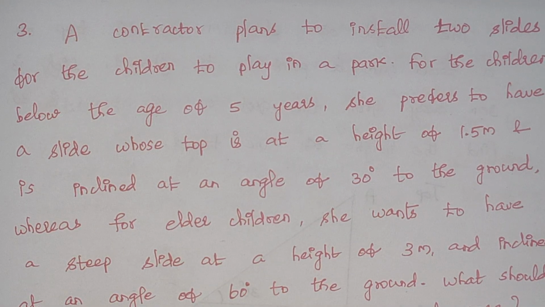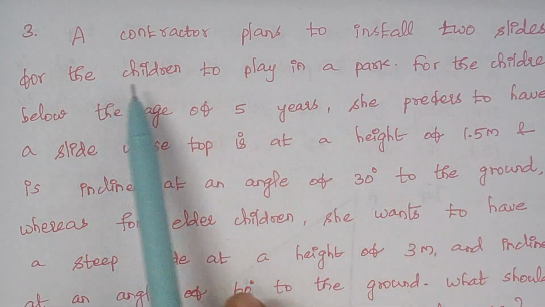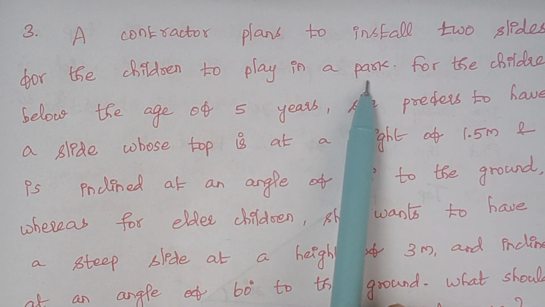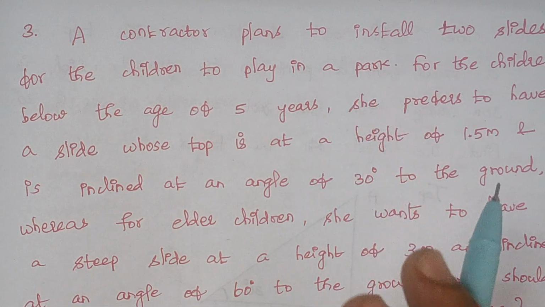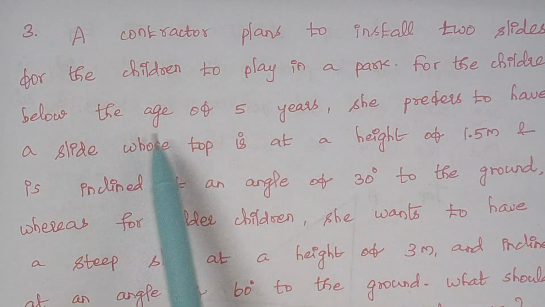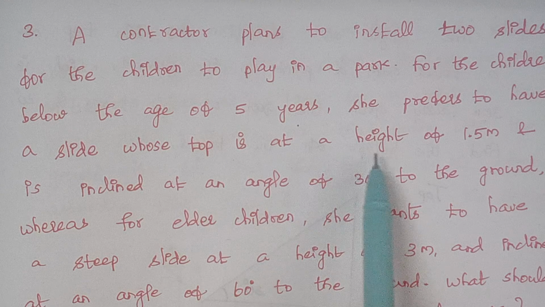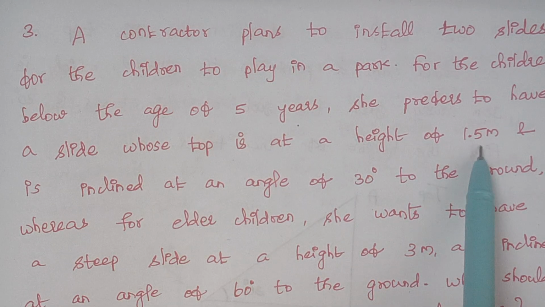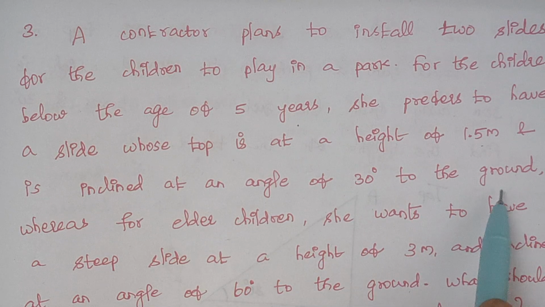So problem number 3 is, a contractor plans to install 2 slides for the children to play in a park, right? So now we are going to draw 2 slides, right? For the children below the age of 5 years, she prefers to have a slide whose top is at a height of 1.5 meter and is inclined at an angle of 30 degrees to the ground.